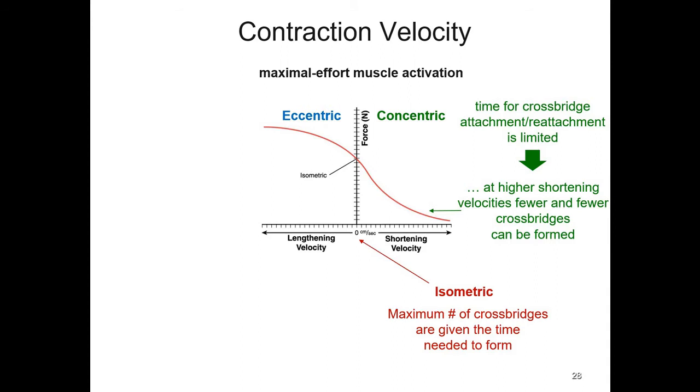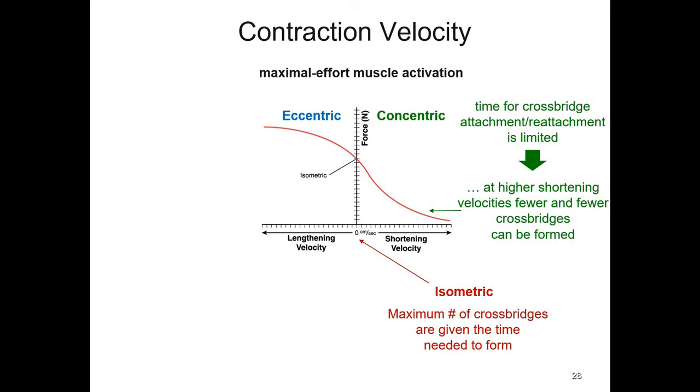The values on the left side of the graph are for when the muscle is lengthening while it's being innervated. Activation of a muscle during muscle lengthening is referred to as an eccentric contraction. Here we see that the muscle force increases with the rate of muscle lengthening.